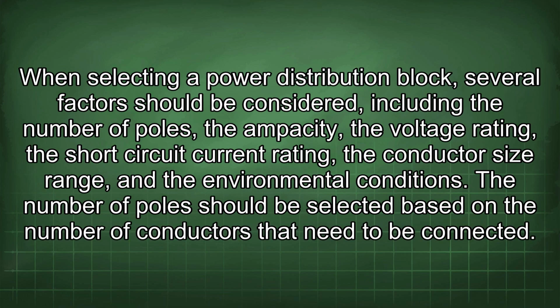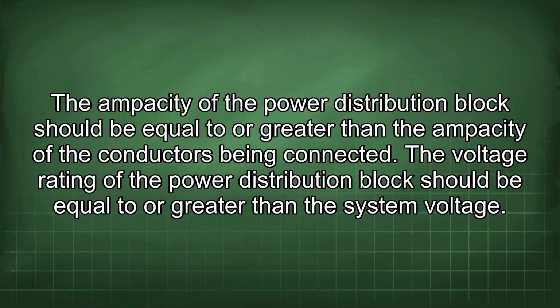When selecting a power distribution block, several factors should be considered, including the number of poles, the ampacity, the voltage rating, the short circuit current rating, the conductor size range, and the environmental conditions. The number of poles should be selected based on the number of conductors that need to be connected. The ampacity of the power distribution block should be equal to or greater than the ampacity of the conductors being connected. The voltage rating should be equal to or greater than the system voltage.